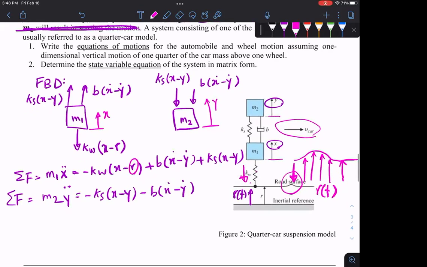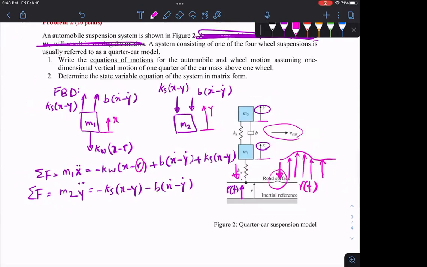Now, I find my differential equation from here. What's the order of my system? Second order, so I have two second order systems. How do I write a state variable equation for this? You change variables, and then you know that it's going to be a 4x4 A matrix. The rest of it just follows the other example we had.